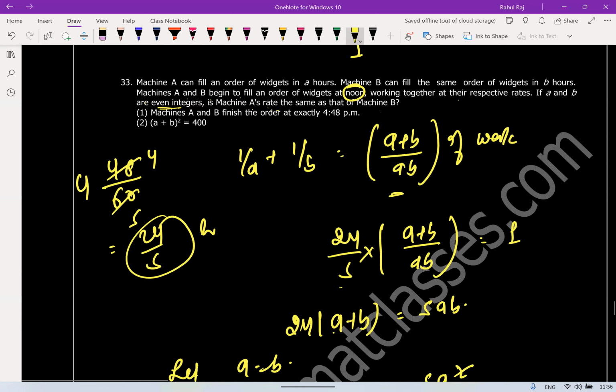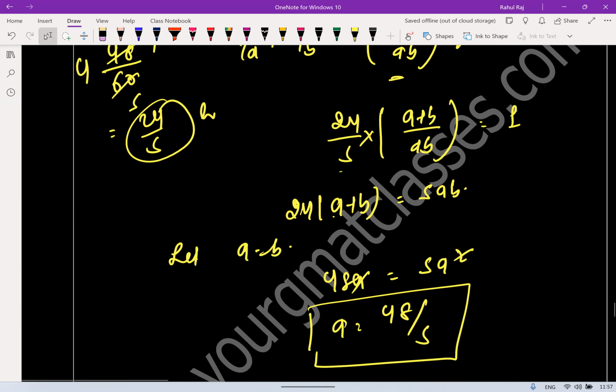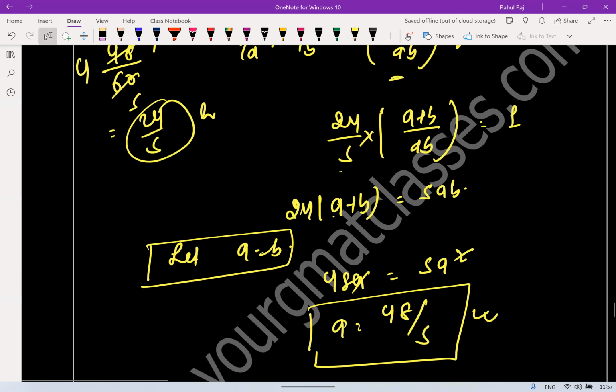Imagine what they are asking us. They are telling us that if A and B are even integers, is A equal to B? I have assumed, let's say, A equal to B. Then the value of A that I get should be an even integer. For my shortcut, I've assumed A equal to B. You can actually assume A equal to 2A, B equal to 2B, some even integers, and try to proceed. But it makes no sense. You will end up doing the same thing. So I have assumed that A equal to B, and when I assume that, A should always be an even integer.